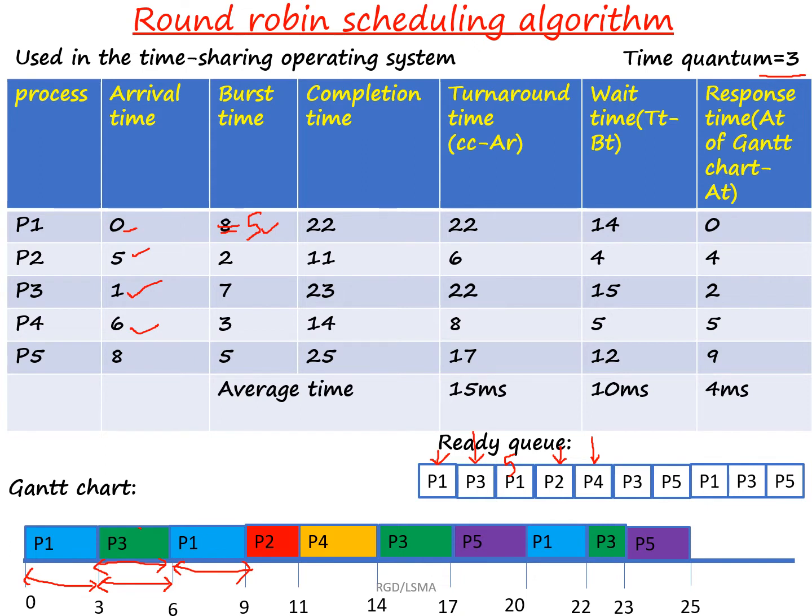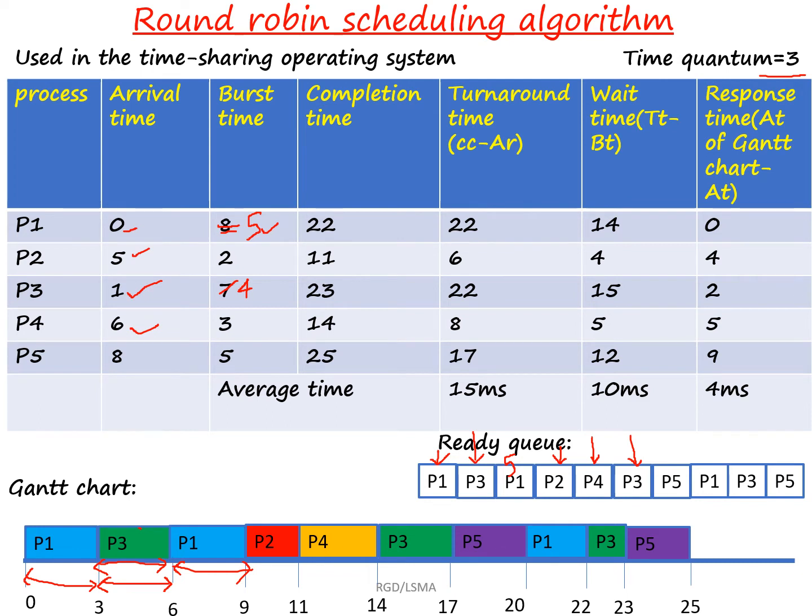Okay, so the P3 process is again put into the ready queue, because the P3 process executed only 3 units of time and you have 4 more units to complete its execution. So 7 minus 3, you have 4 more units to complete the execution of the P3 process. Now I can call the P2 process.